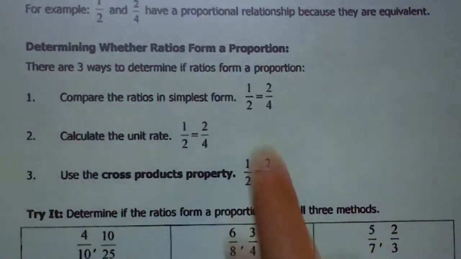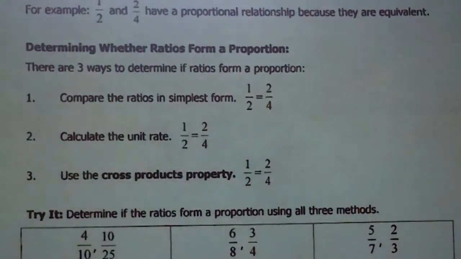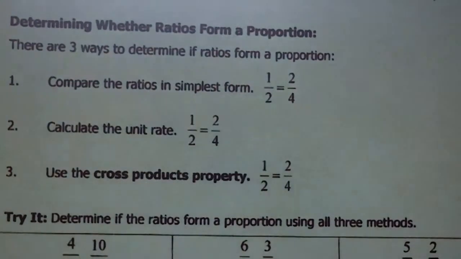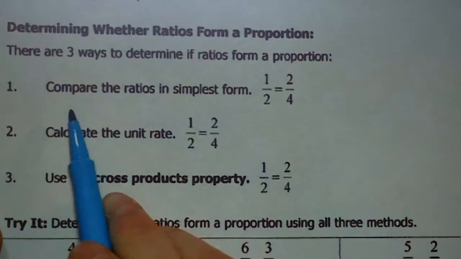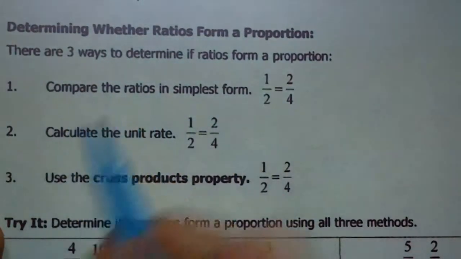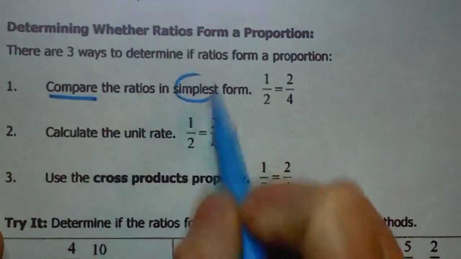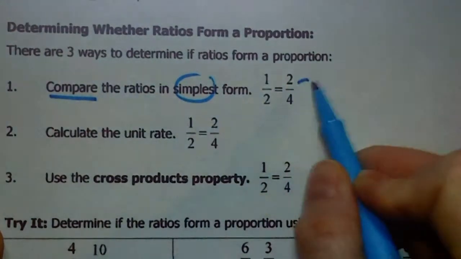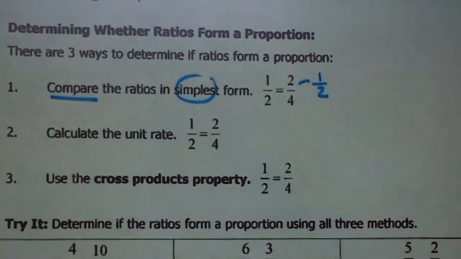So here is option number 1. And I'm just using 1/2 = 2/4 because you know that that one's true, right? So I'm taking one that you already know and showing you how these 3 ways work with one that you already know the answer to. So we already know that they are equivalent, right? They do form a proportional relationship. So when it says compare the ratios in simplest form, that's option number 1: simplify them. So 1/2 is already in simplest form. If you simplify 2/4, that simplifies to 1/2, which is equal to 1/2. So that's one way to tell.